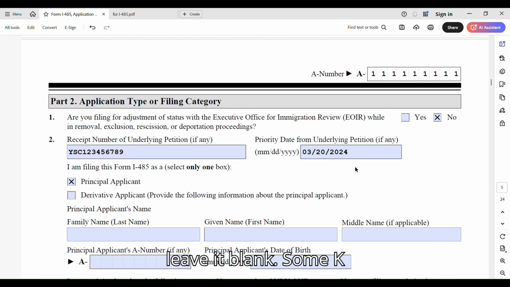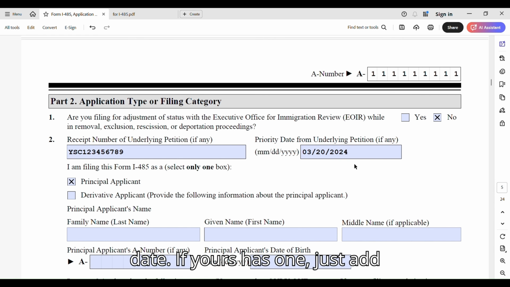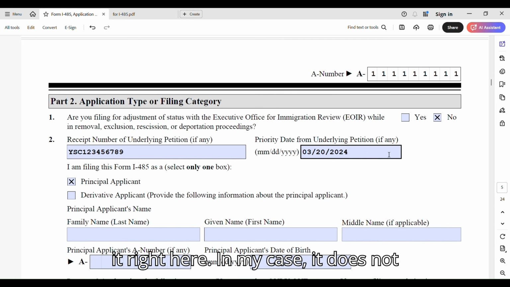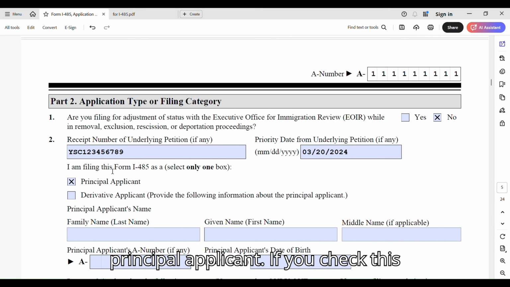Some visa I-797 approved notices do not have a priority date. So if yours has one, just add it right here. In my case, it does not have one. So I am filing this Form I-485 as, select only one box, principal applicant.